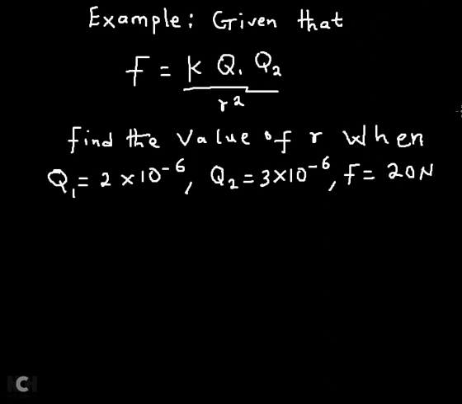And here I have another question on the screening. It goes this way: given that F is equal to k q1 q2 divided by r squared, find the value of r when q1 is 2 times 10 raised to the power minus 6, q2 is equal to 3 times 10 raised to the power minus 6, and F is 20 newton. For those of you that must have actually gone through static electricity, this is the formula for electric force.